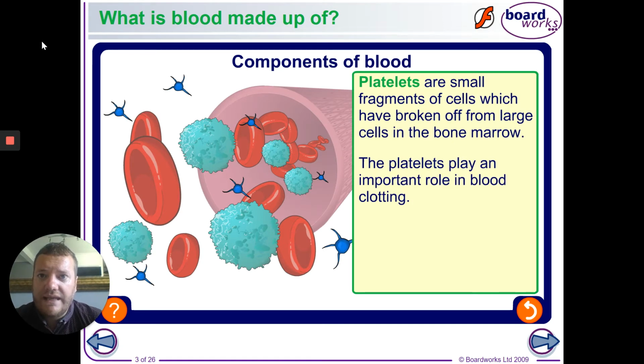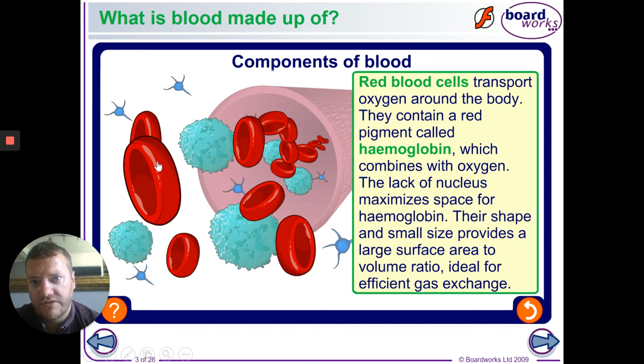All right, so let's think individually about the different parts of blood. This is a diagrammatic representation of the different parts of blood. This is a blood vessel here. I've just cut through it in a section, and if you imagine this is blood flowing along the blood vessel, we've got the different components of the blood here. I'm going to go to this one first. These are the red blood cells.